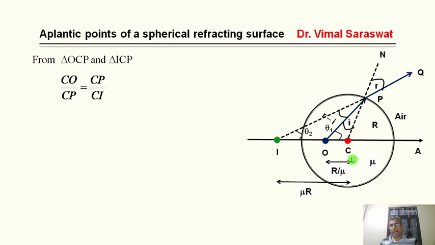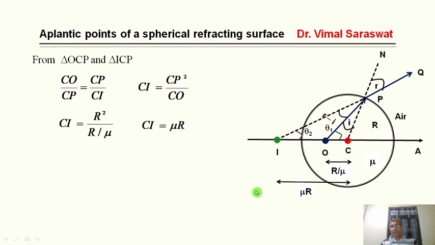Now CO is R by mu, CP is capital R, and we want to find the value of CI. So CI equal to CP square upon CO, and CP is R, whereas CO equal to R by mu. So CI equal to R square divided by R by mu, and one R and one R will be cancelled out. So CI equal to mu R.